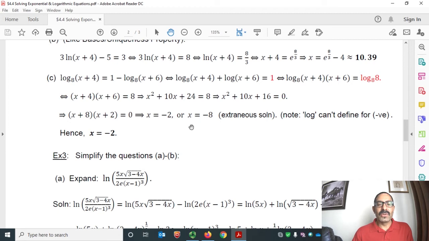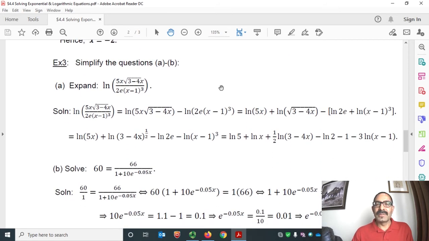Now let's check those values in the given log equation. So here, when x is minus 2, there is no problem. Both of these arguments are positive. But when x is negative 8, then this turns out to be negative 8 plus 4, which is negative 4. But we cannot define the log function for a negative argument, because the domain of the log function is strictly bigger than 0. So then we have to disregard this solution, which is an extraneous solution. Hence, x equals negative 2 is the only solution of this logarithmic equation. I hope this makes sense to you all. Now let's move on. Now example 3.